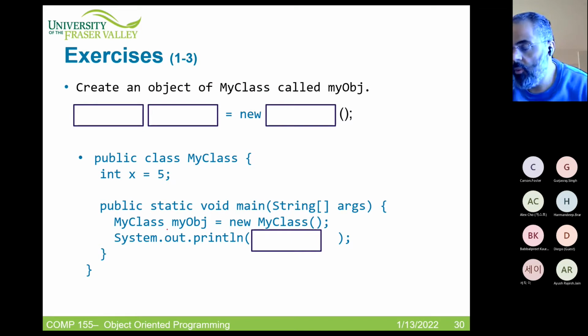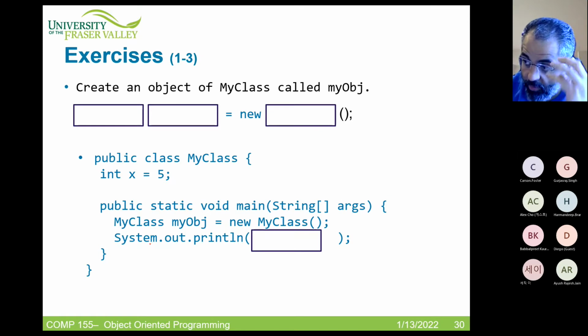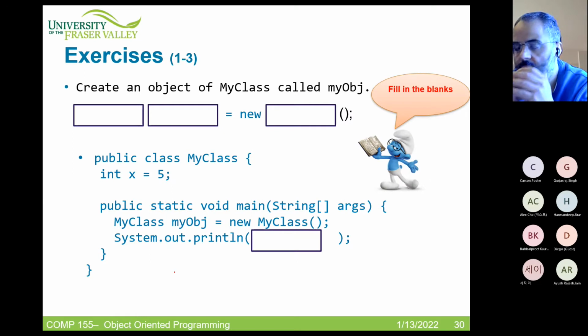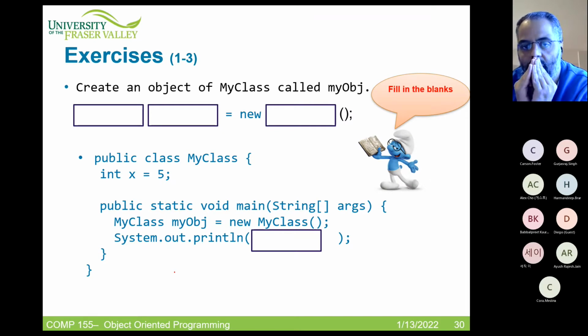Today, this is all I want to share with you. But just before we leave, I will have these exercises so that all of us can understand. We are aware of the general concept of OOP, about this introduction. So if I want to create an object of my class called my object, what do I have to fill in the blanks here? What is missing here?